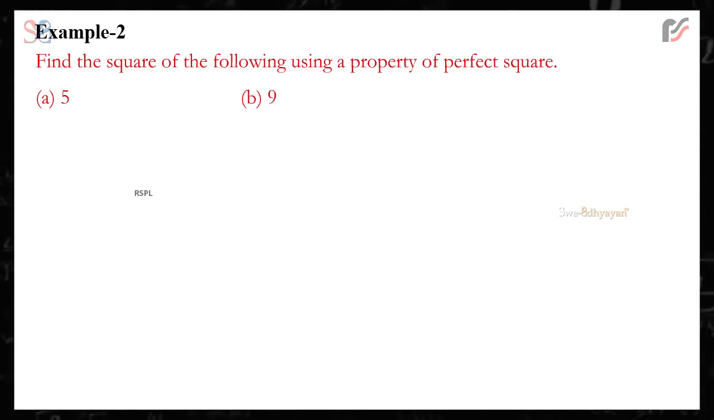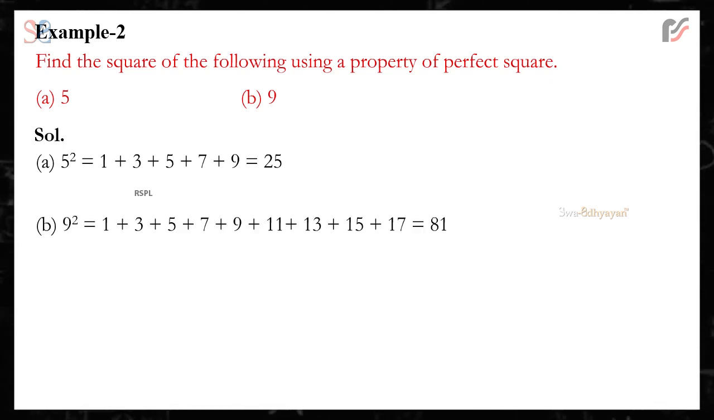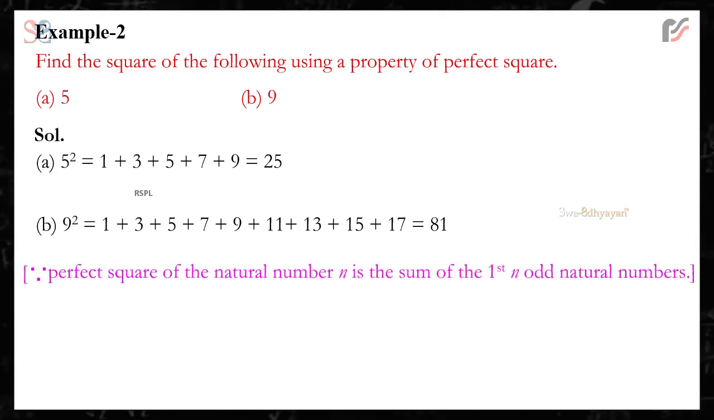Example 2. Find the square of the following using a property of perfect squares. A. 5, B. 9. Solution. A. 5 square is equal to 1 plus 3 plus 5 plus 7 plus 9, which is equal to 25. B. 9 square is equal to 1 plus 3 plus 5 plus 7 plus 9 plus 11 plus 13 plus 15 plus 17, which is equal to 81. Because the perfect square of the natural number n is the sum of the first n odd natural numbers.